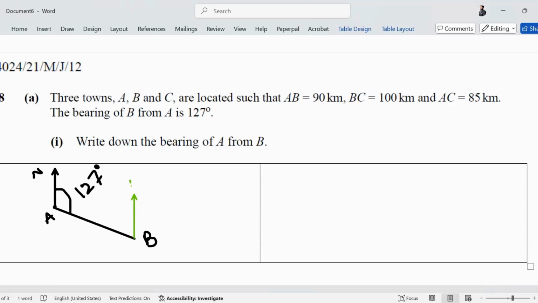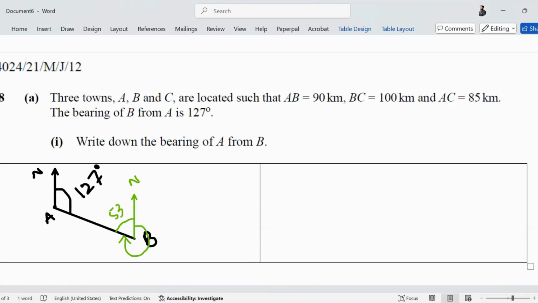And from that north, I'll have to go clockwise till A. This is the angle that I want. So if this is 127, can you tell me this angle using interior angles? Subtract 127 from 180. What will be this angle? 180 minus 127. This is paper 2, you can use the calculator. 53. If this is 53, what will be the bearing?